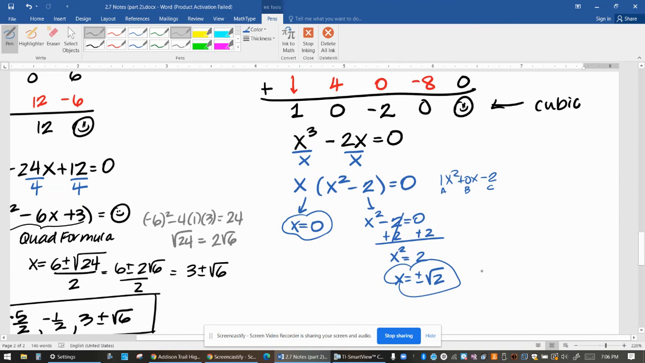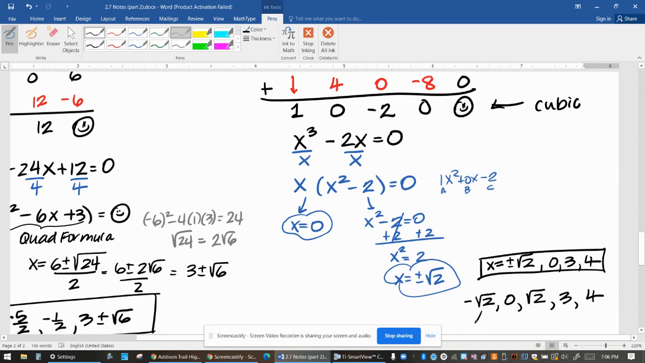Okay, so my complete list is in order. You can put the conjugates together. So you can put plus or minus root 2, then 0, 3, and 4. But if you're going to break it up, look at your graph. Negative root 2 would go first, then 0, then positive root 2, then 3, and then 4. Because remember, this guy was negative 1.41, blah, blah, blah. And this was what, positive 1.41, blah, blah, blah.